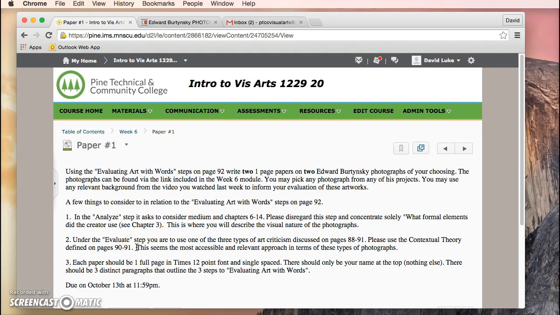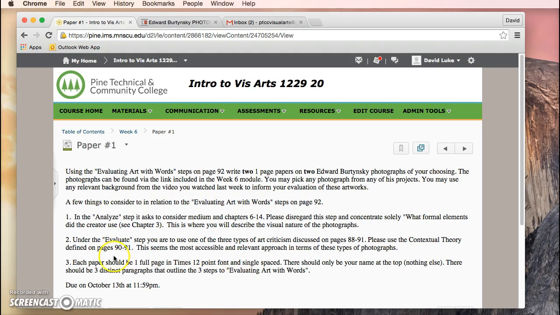This seems the most accessible and relevant approach in terms of these type of photographs. Most of these photographs you're going to be looking at on the Edward Burtynsky website have been made in the last 10-15 years. I would consider that relatively speaking current day. So using this approach for that third step of evaluating, I think, is the most relevant.